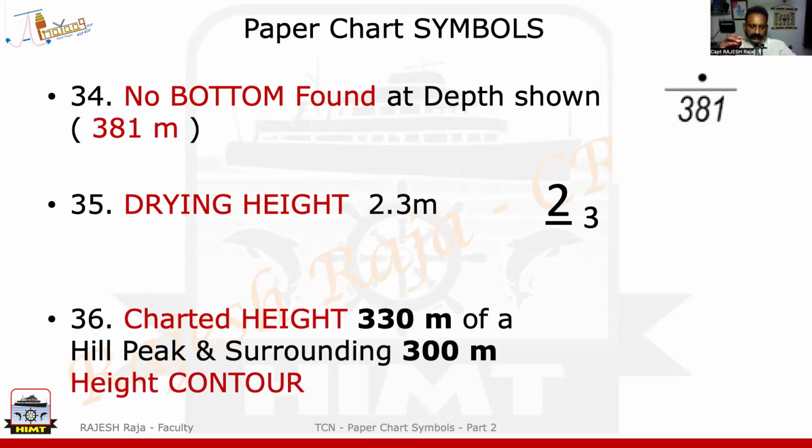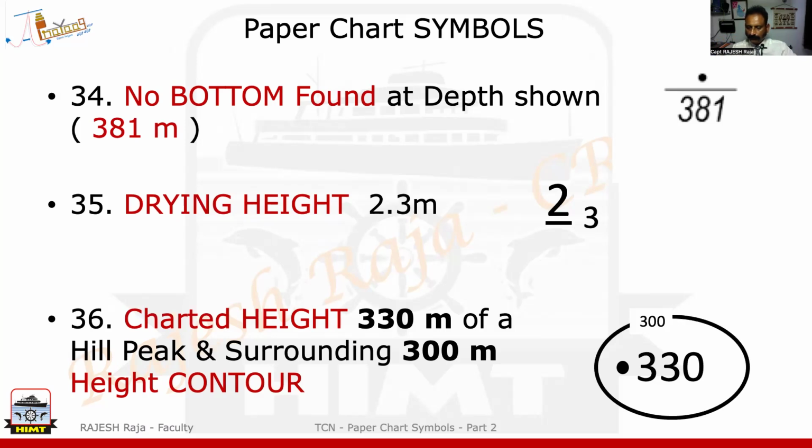I'm showing you, let us say, a hilltop, and the peak is, let us say, 330 meters, and you have a surrounding contour of 300 meters, a height contour. Please remember, it's not a depth contour, it's a height contour. So it might look somewhat like this. This is just a sample you can always find. The place where the dot is, please remember, that is the place of your peak. So the dot is the one you have to use for your plotting.